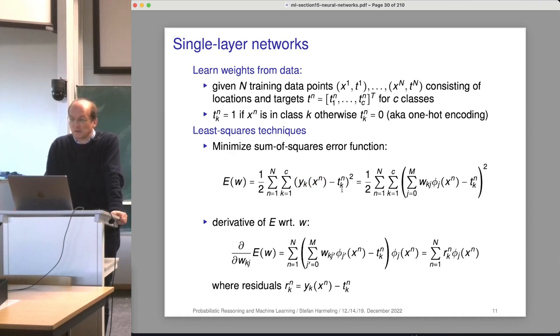We can calculate the derivative of that one with respect to w, and here I'm using the notation from the book, just a partial derivative with respect to the weight kj, where the weight kj is really a scalar.